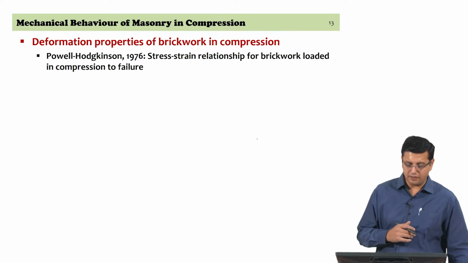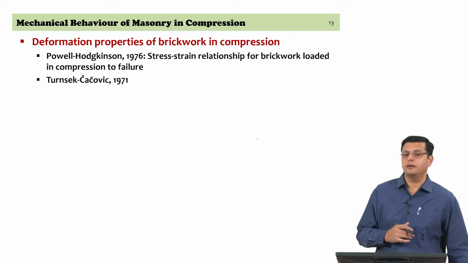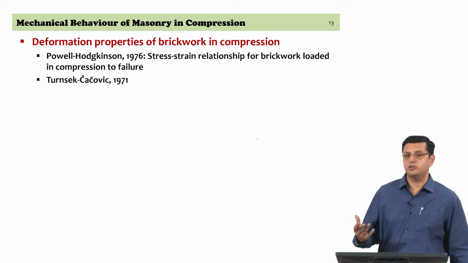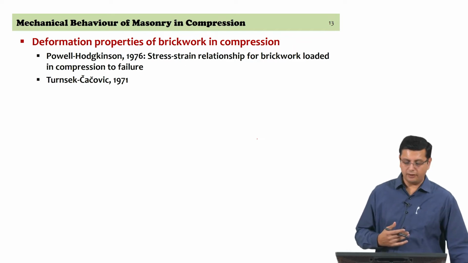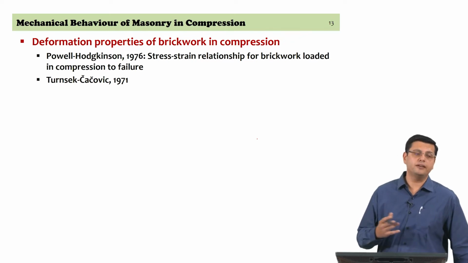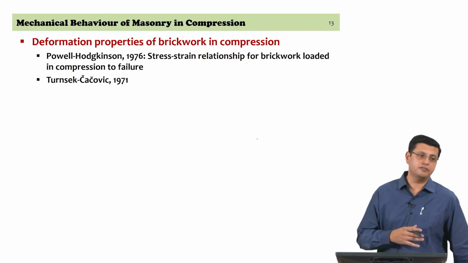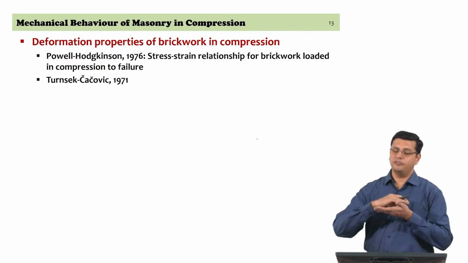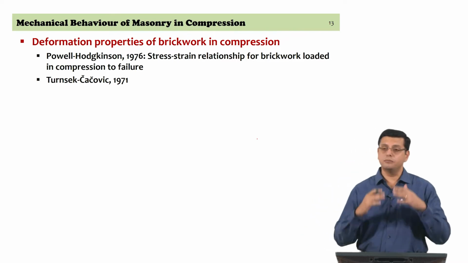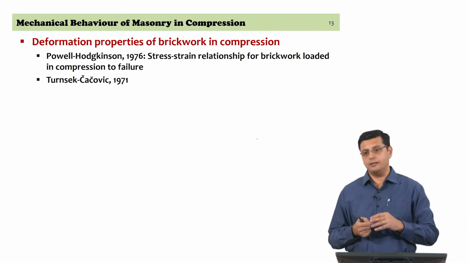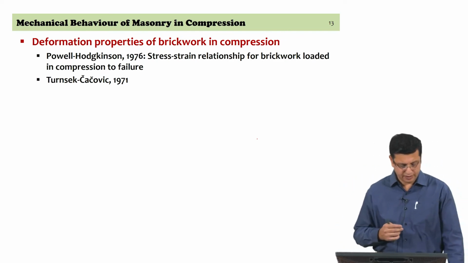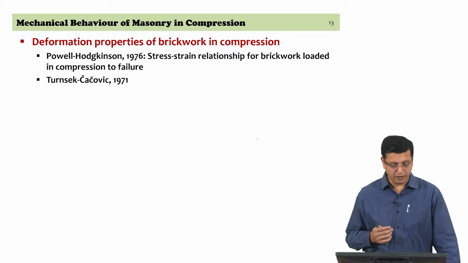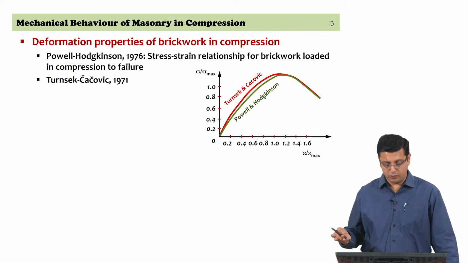So, work carried out in the 70s, Powell and Hodgkinson and Turnsek and Cacovic are two typical initial works that try to examine what sort of a stress strain relationship you get in different types of brickwork. They also examined, do you get differences if the bond patterns change, do you get differences if you are looking at face loaded, flatwise compressive strength, that is a prism made out of bricks laid out in a flatwise manner versus brick on edge, and so on. So, several iterations were carried out in the configuration of the brickwork and the type of masonry units and mortar as well.